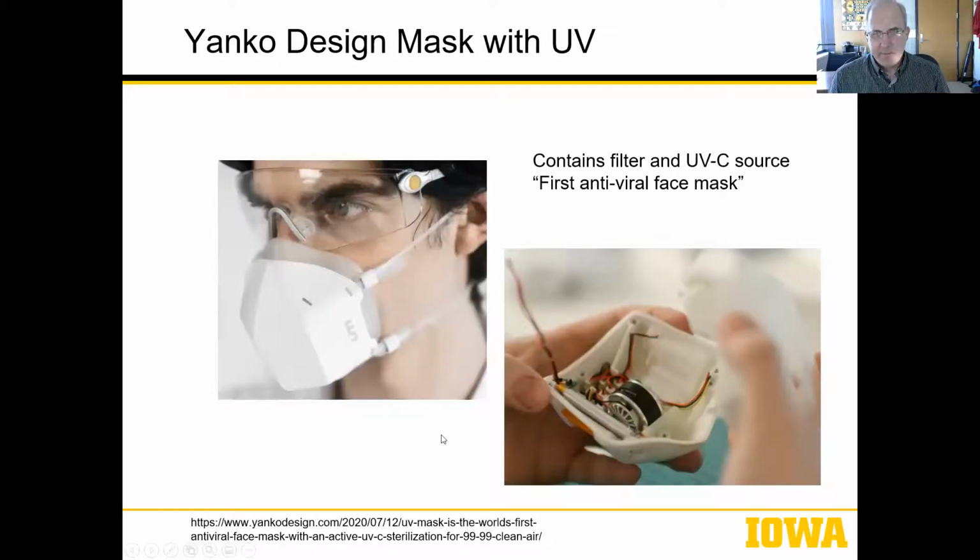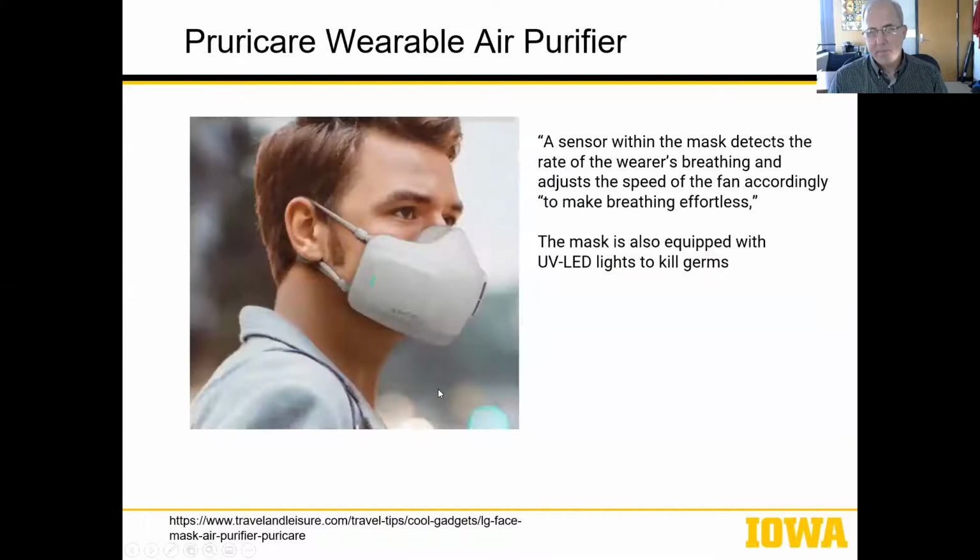Now we're starting to get really futuristic here. So this mask, as you can see, has stuff and things inside it. And they call it the first antiviral face mask because it's got a UV light source within it. So it's a filter plus the UV light. And I believe, I should have looked into it, but I'm pretty sure there's a little pump in there as well to help pull the air through to ease the breathing process. I don't know what this thing would weigh. That's another issue, but that's possibly where they're going, especially with the UV light.